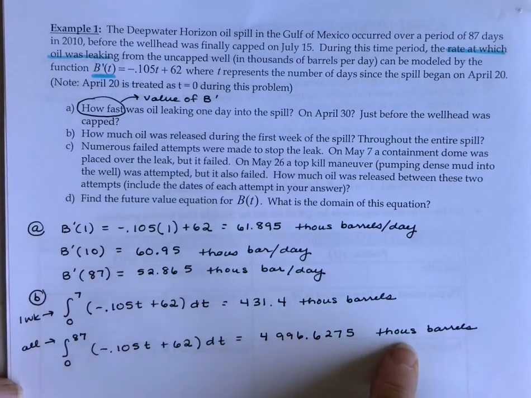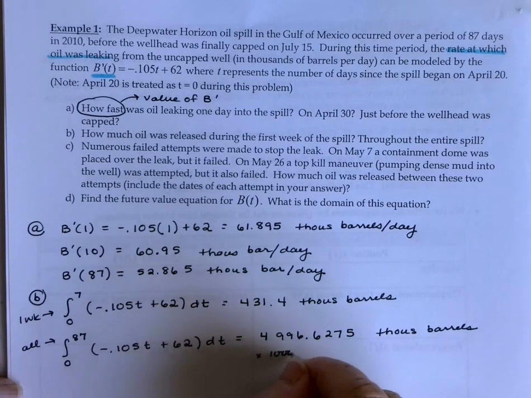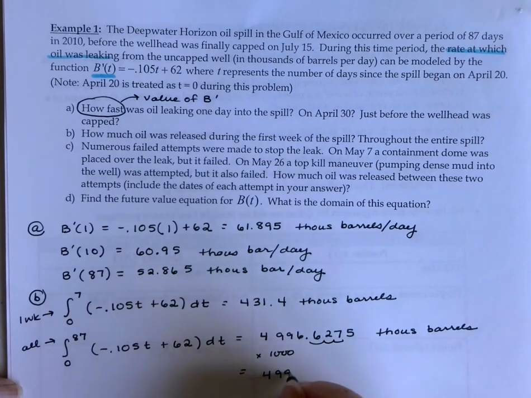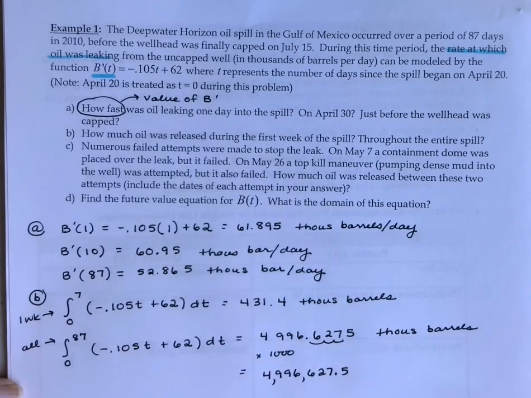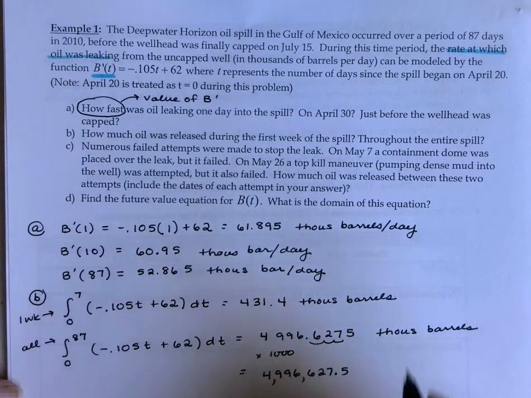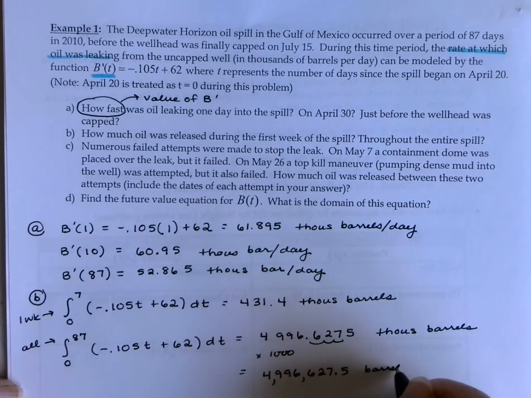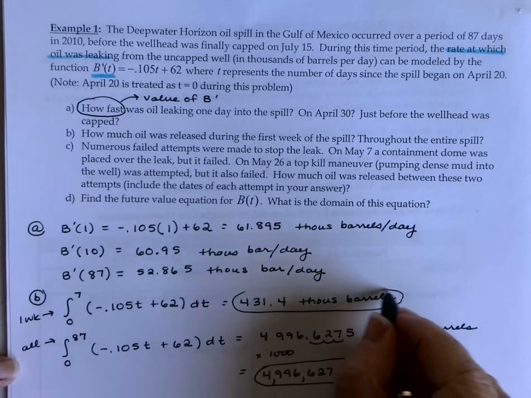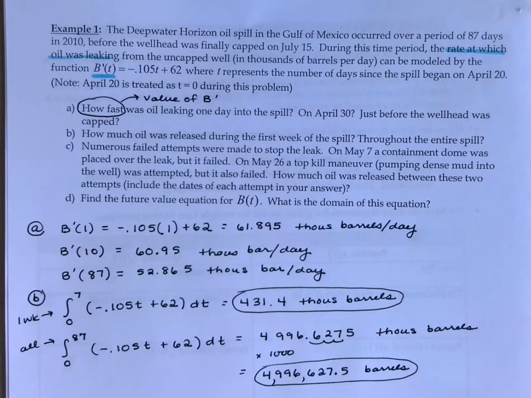Or if you want, we could actually multiply by 1,000, moving our decimal place over 3 places. 4,996,627.5. It would be just under 5 million barrels that were leaked during that whole overall spill. And actually, if you look up the data on the Deepwater Horizon oil spill, that actually is the estimate that scientists gave for the total amount of oil spill, somewhere in the neighborhood of 5 million barrels.